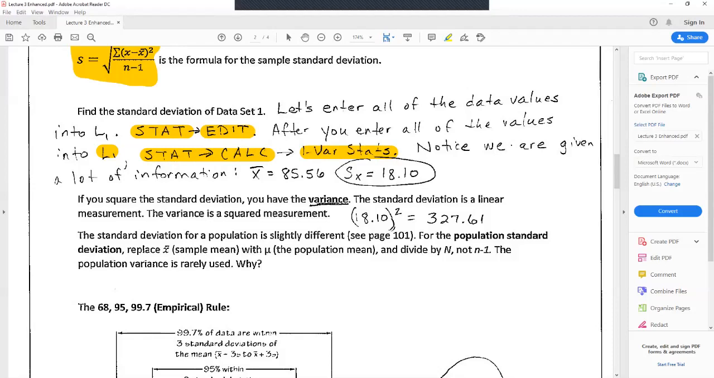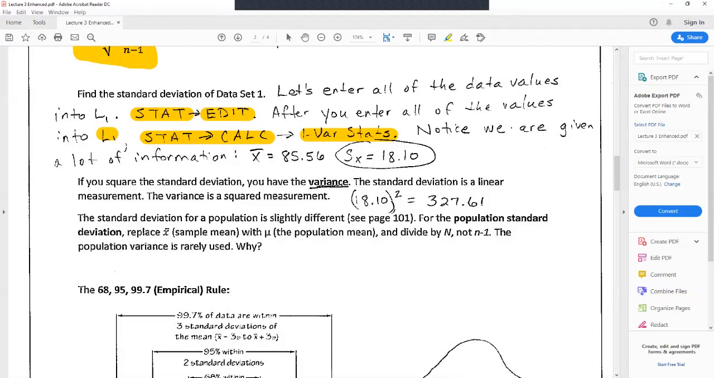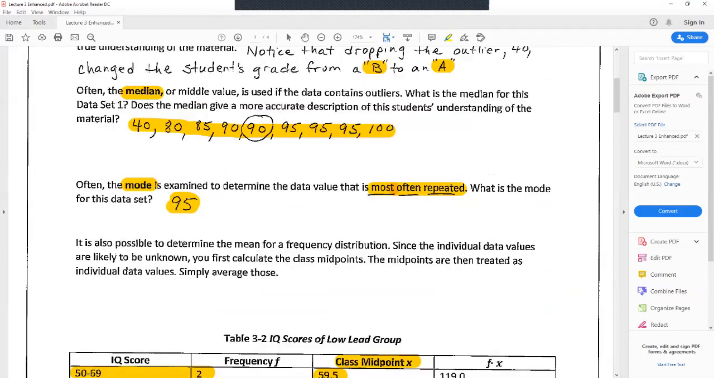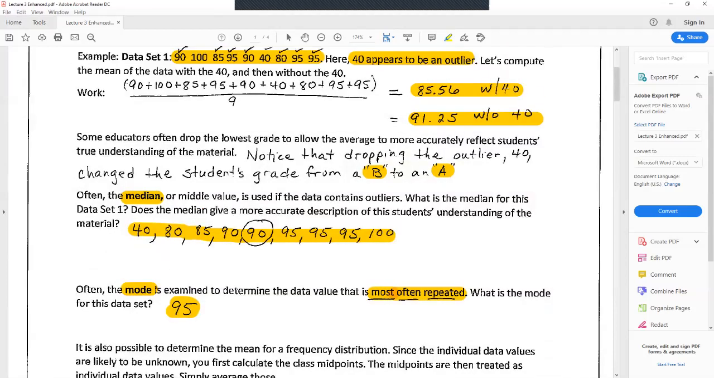And notice that we are given a lot of information from one variable stats. One variable stats is going to be a good friend of ours throughout the semester. Notice it gave us the mean, which is 85.56. And I think we figured that out earlier. Let's see. Yes, we did here, right?